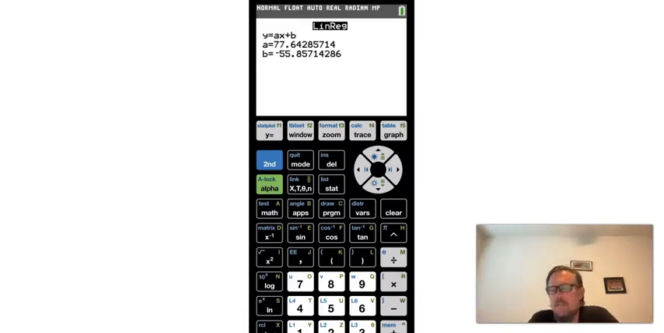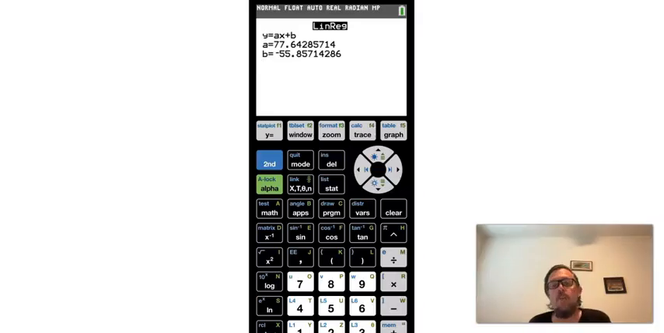It's y equals ax plus b. And it says the a is 77.64 and then a whole bunch of numbers. I'm just going to round it to 77.64. And the b, the y-intercept, I'm going to round to -55.86. Okay, and I'm going to jot these numbers down.